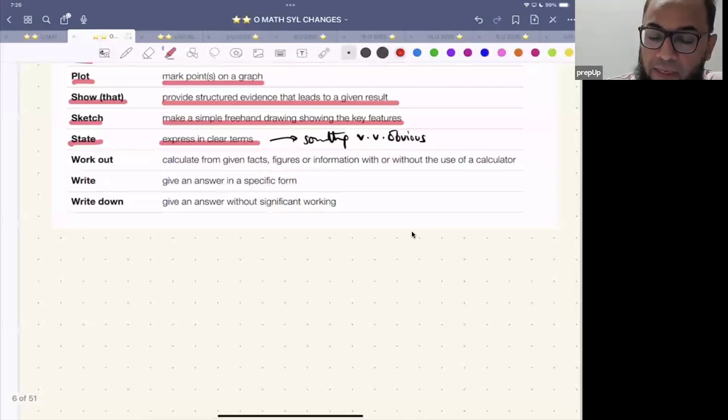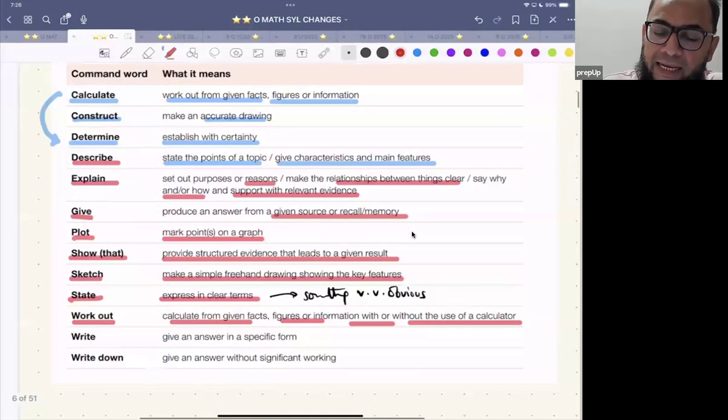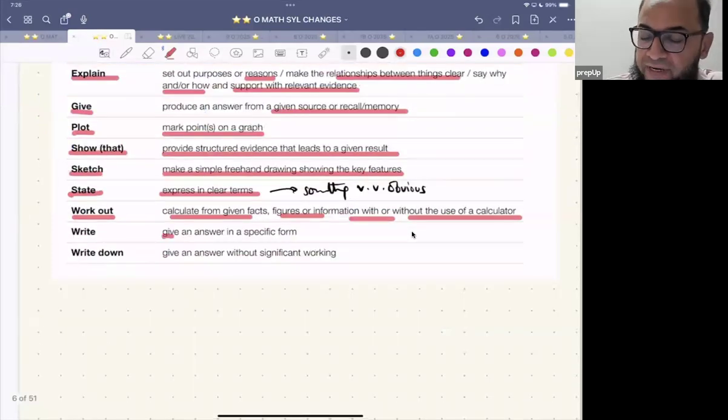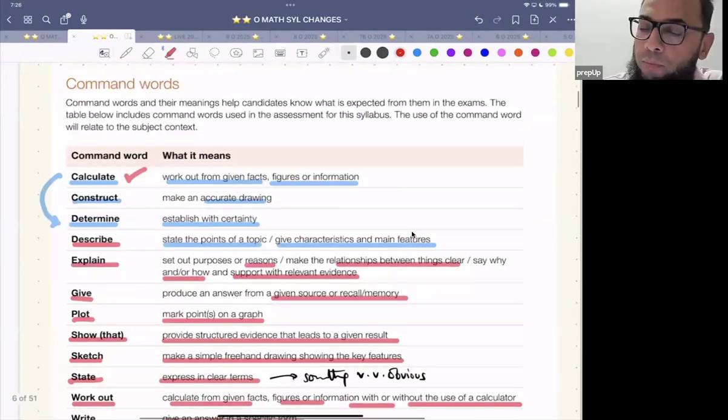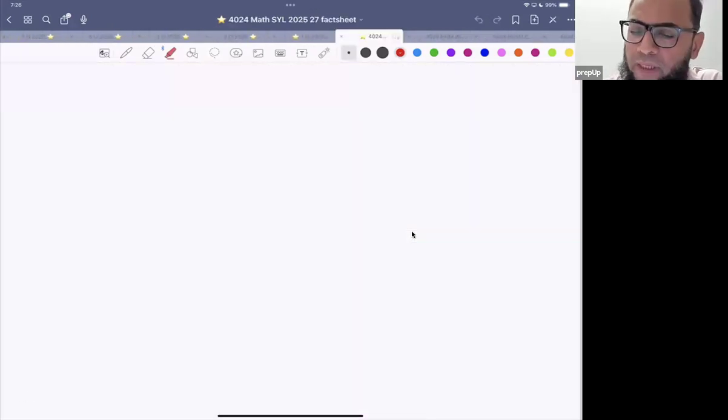Work out: calculate from the given facts, figures or information, with or without using the calculator. So work out is something like calculate. Write: give an answer in a specific form. Write down: give an answer without significant working. Now we have gone over this and we will go over it later also.